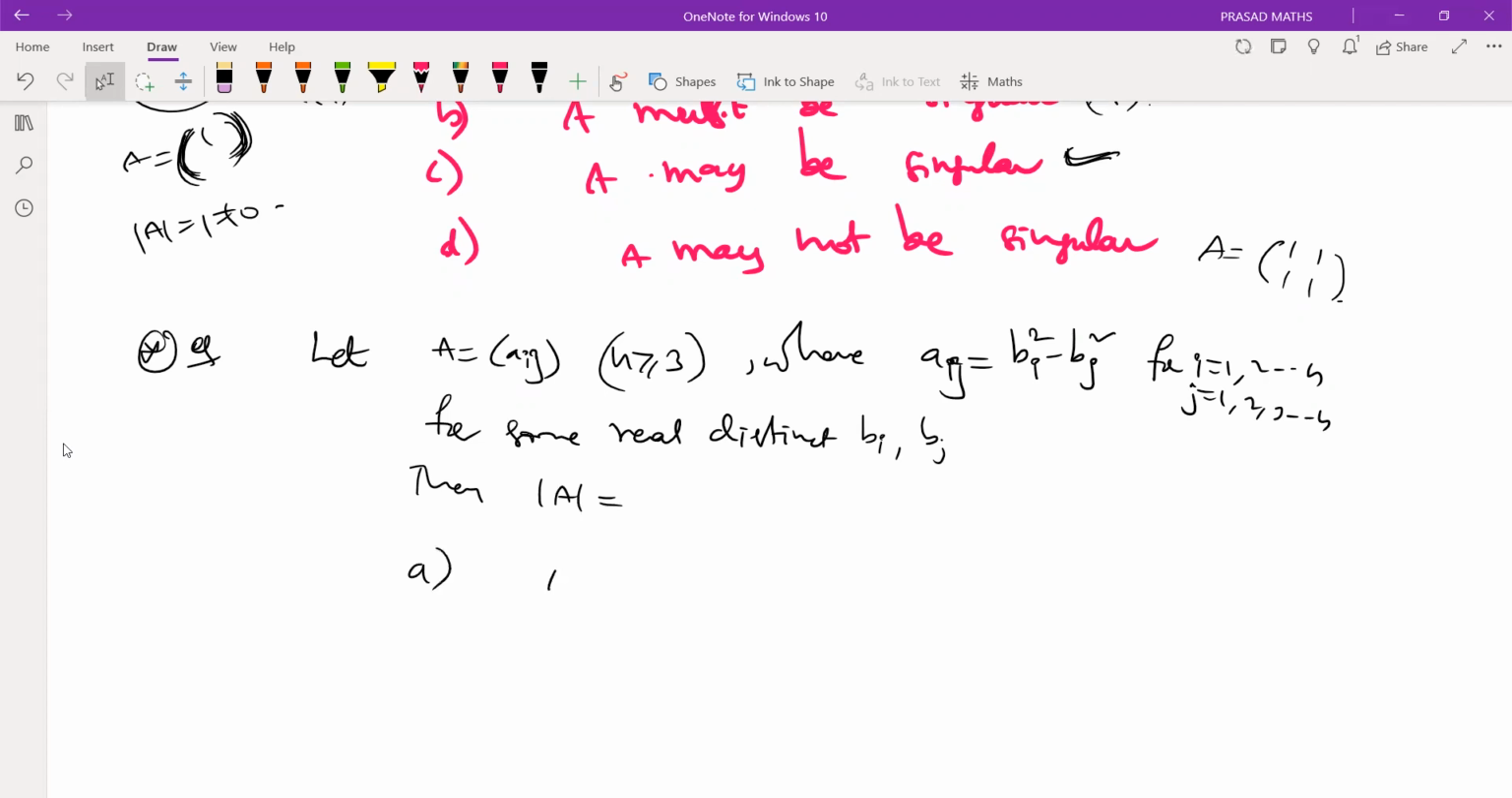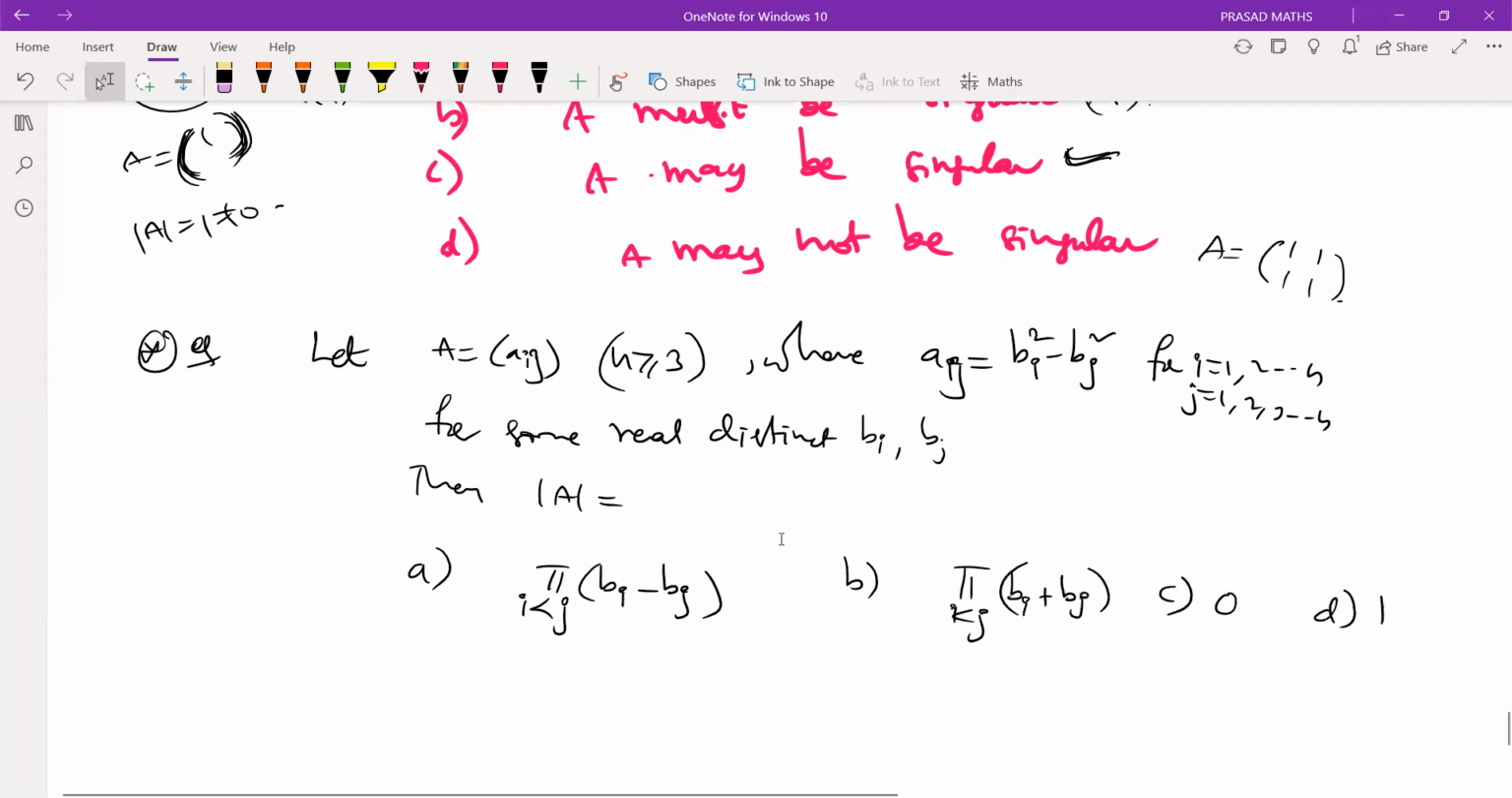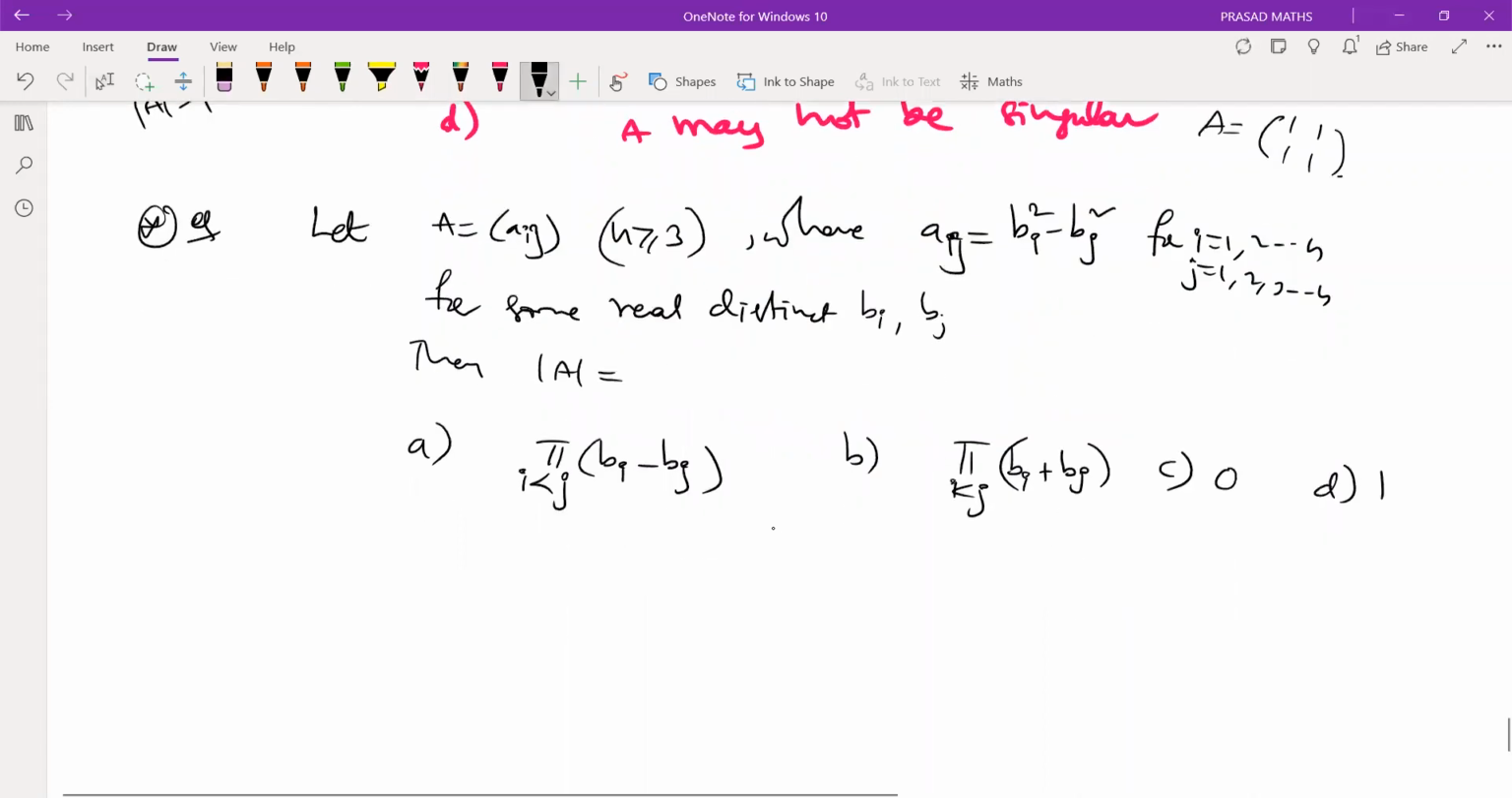Answer A: product of bi minus bj. Answer B: product of bi plus bj. Answer C: 0. Answer D: 1. Yeah, tell me. The question is from CSIR 2013. See, n is greater than or equal to 3, so you can take A as a 3 by 3 matrix.